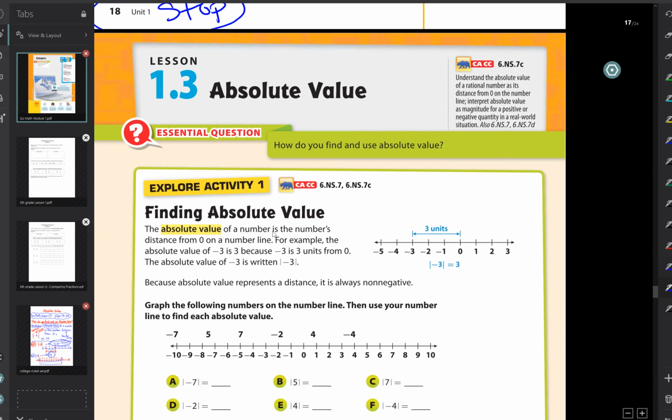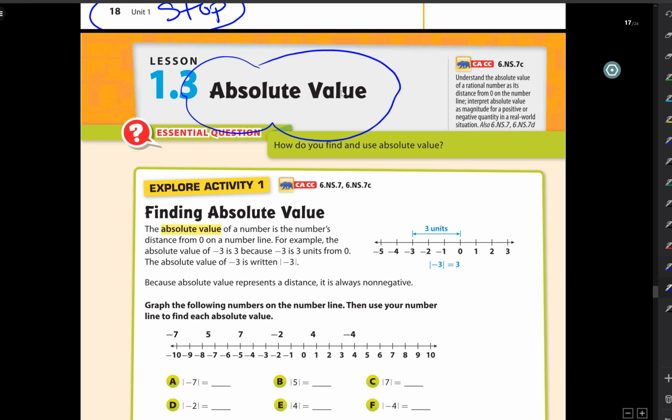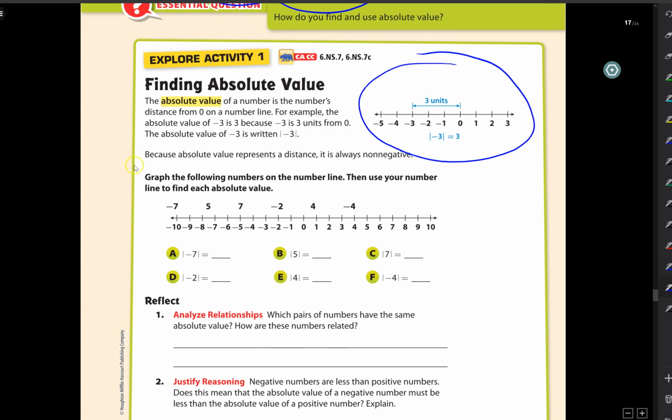Now let's look at our textbook, and you're going to open your textbook and we're going to go to the lesson. Remember, you can pause at any time. So we're talking about our absolute value. Here's our absolute value. Now, we've already gone over this definition, so we did this part right here already. And let's look at the problem that they have for us. It says, graph the following numbers on the number line. Then use your number line to find each absolute value.